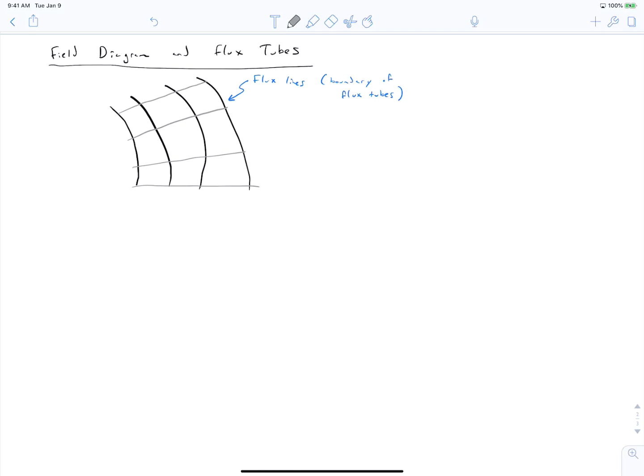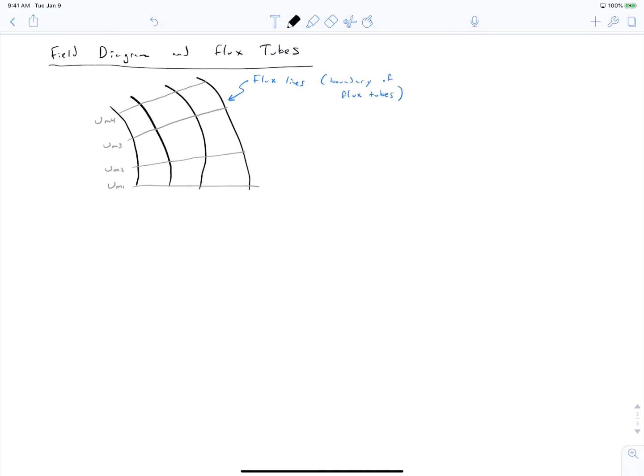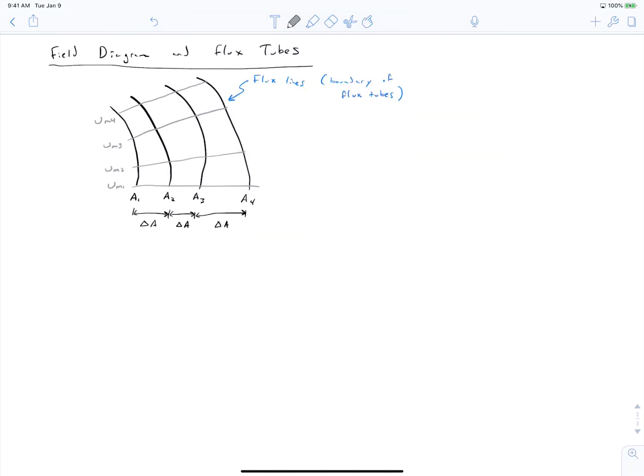Each of these lines represents a certain magnetic voltage value, while each of the black lines represented a certain magnetic vector potential value. And if we draw this right, we have each of the lines be at a fixed interval. So there's a fixed delta A between each of the vector potential lines, and a fixed magnetic potential difference between each of the equipotential lines.